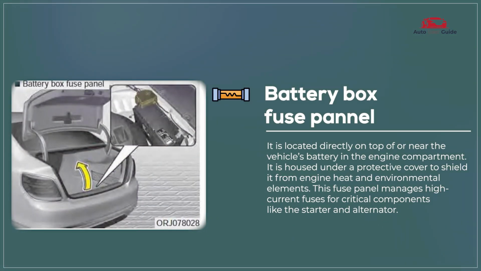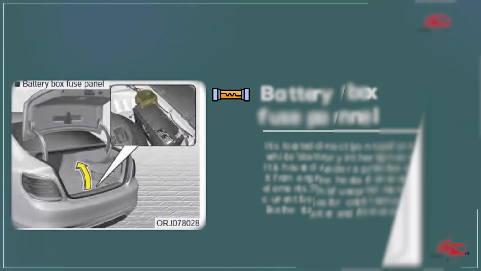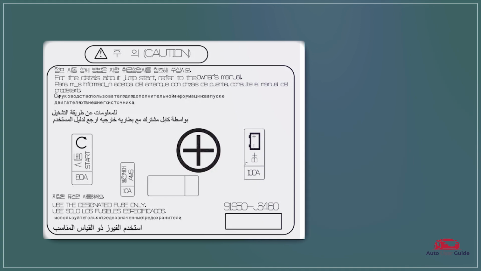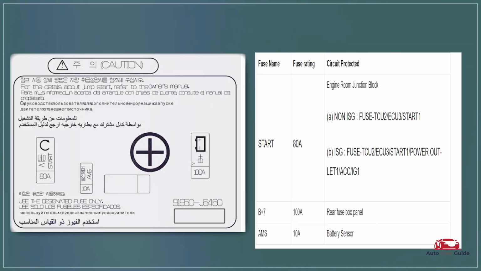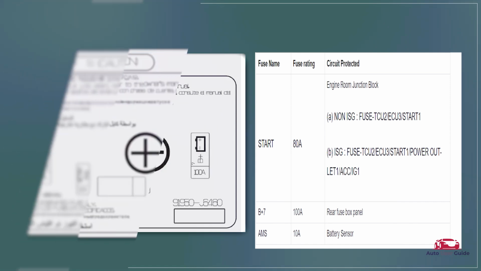Battery box fuse panel. The battery box fuse panel in the 2020 Kia K900 contains high current fuses for essential systems like the starter, alternator, and main electrical circuits. It is compact, protected by a durable cover, and designed to handle large electrical loads. The fuses are easily accessible for quick replacement when needed.